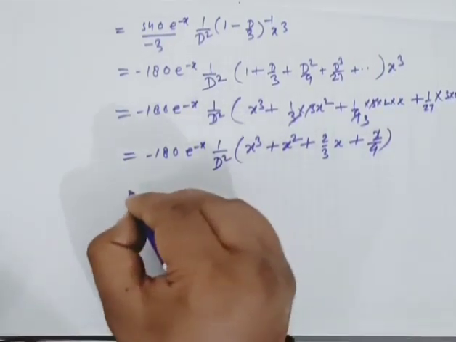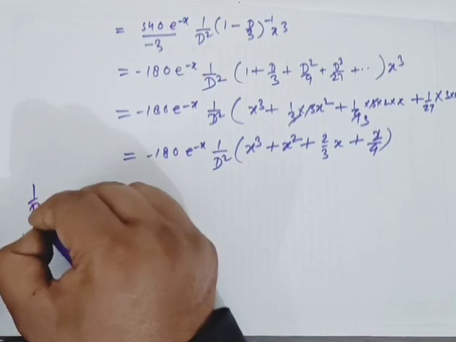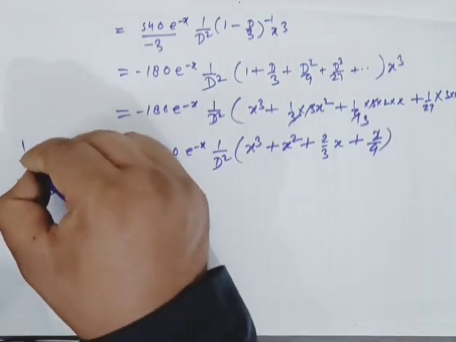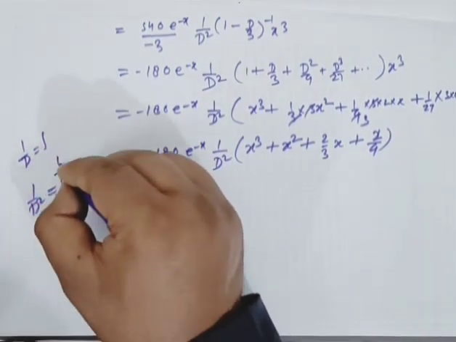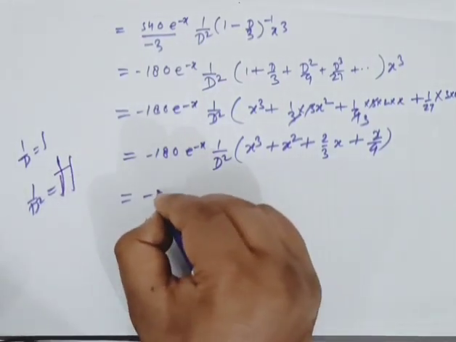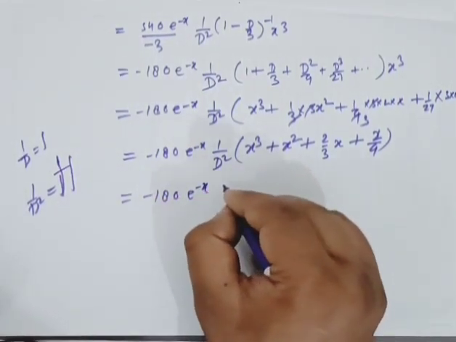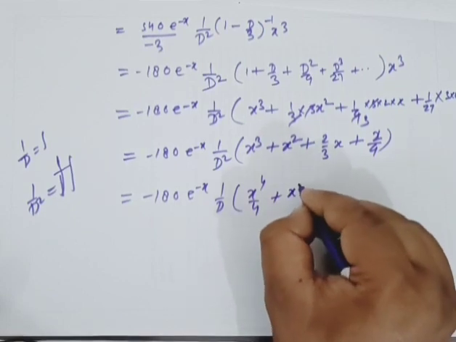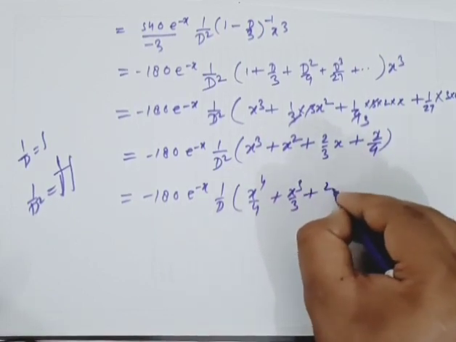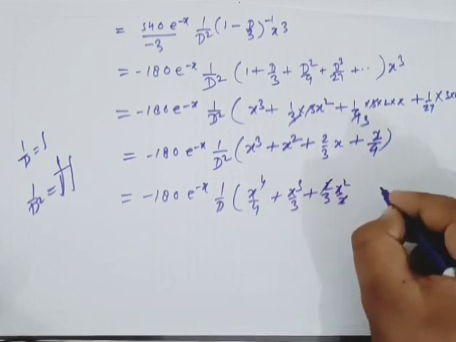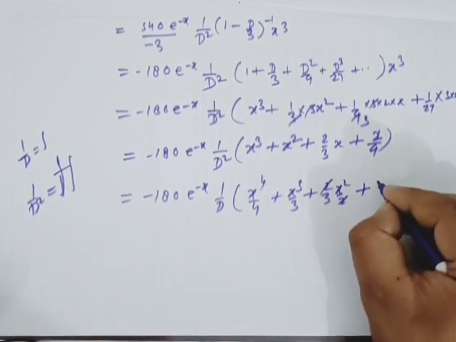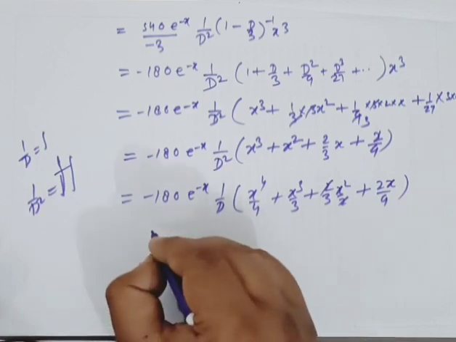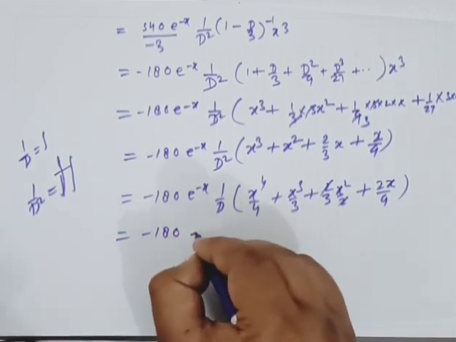Now come on, 1 upon d square means what? 1 upon d square means nothing but the integration, okay? 1 upon d means first integration, and 1 upon d square means double integration, right? So first, minus 180 e to the power minus x. Now 1 upon d, come on, integrate it. x to the power 4 by 4 plus x to the power 3 by 3, and then plus 2 by 3 and x square by 2, okay, and then plus 2x by 9, right? Now come on, again integrate it, e to the power minus x.